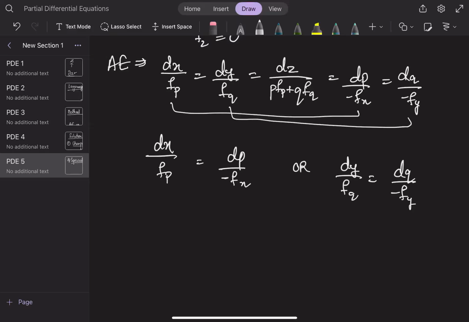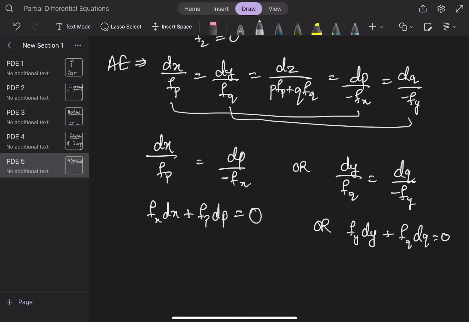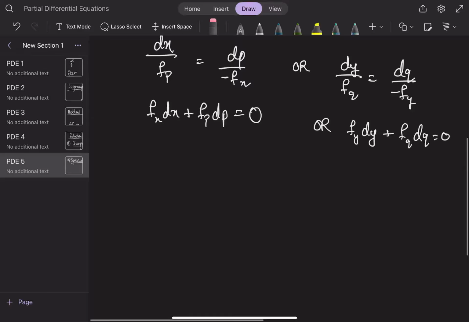So you can write this as fx dx plus fp dp is equal to 0, or fy dy plus fq dq is equal to 0. So let's continue with this one.